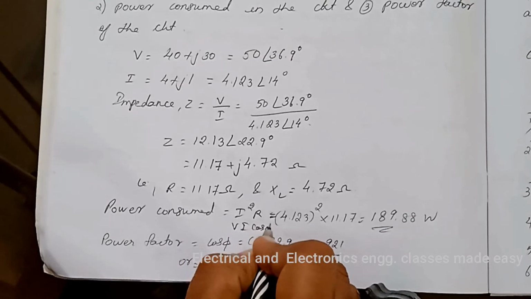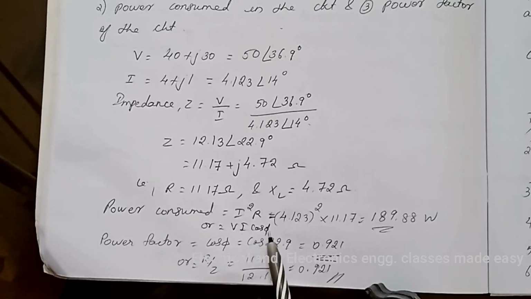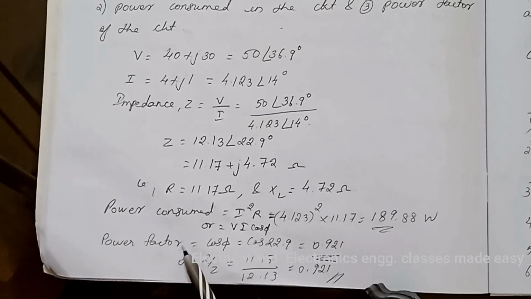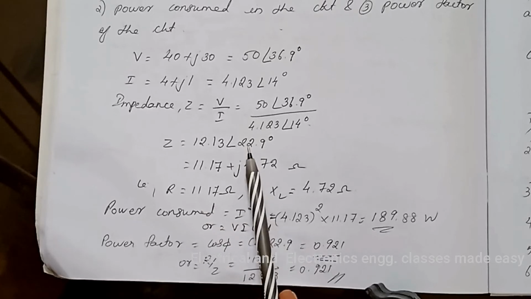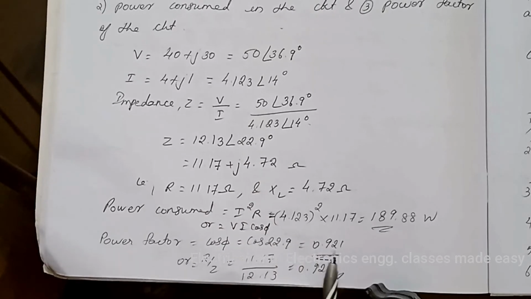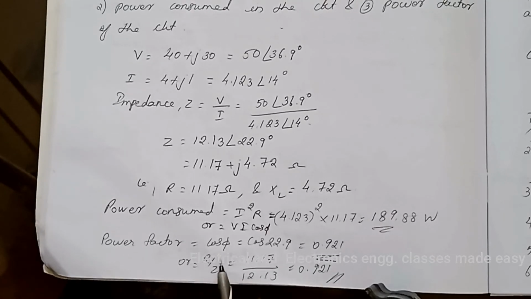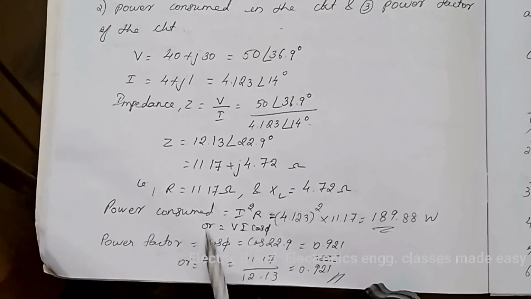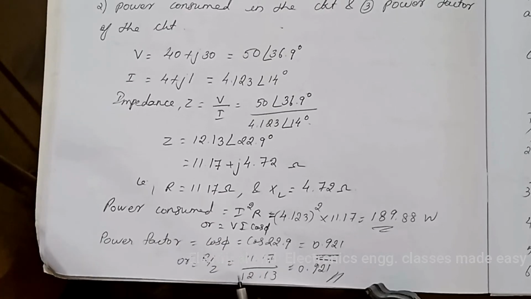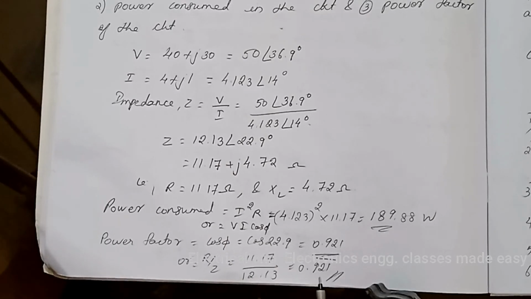Or we can use the equation VI cos phi. In that case we have to find the value of the power factor. That is, power factor cos phi is equal to cos of the angle 22.9, equal to 0.921. Or we can do it another way: cos phi is equal to R by Z, that is 11.17 divided by the magnitude of Z, 12.13, and is equal to 0.921.